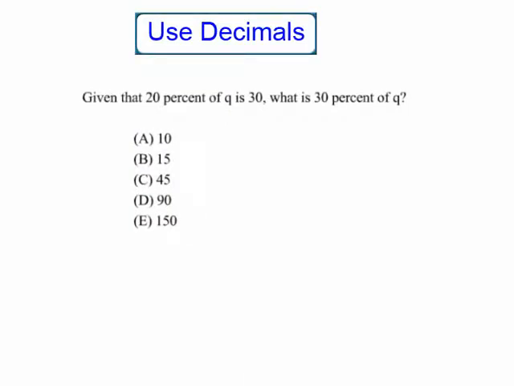In this case, we're just going to walk this through. Line out what they're saying. 20% of Q is 30. And then we want 30% of Q. So if 0.2Q is 30, Q equals 30 divided by 0.2, which is 150. So then we just take 30% of 150, which is 45. It's not that tough as long as you segment it and just walk it through.